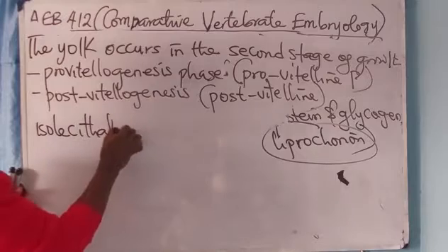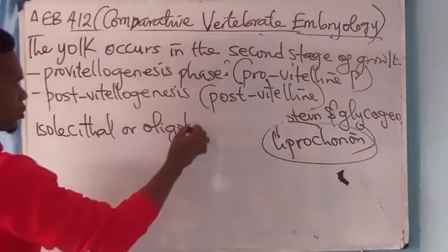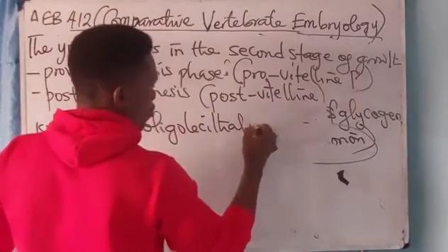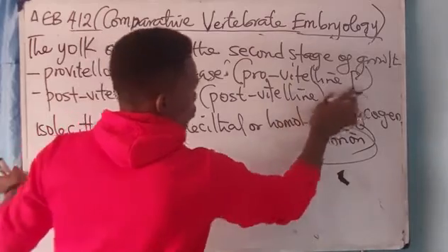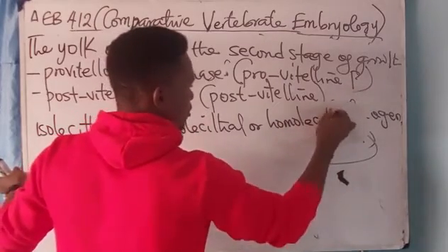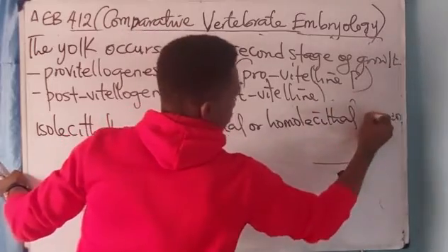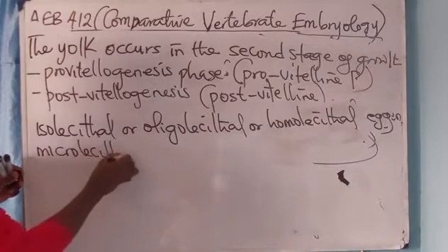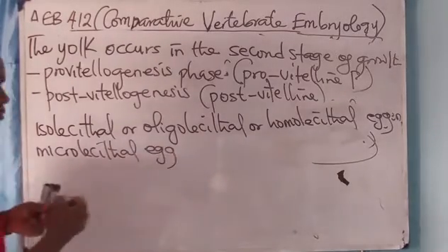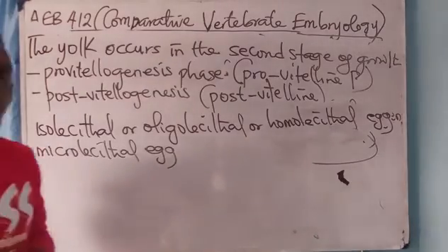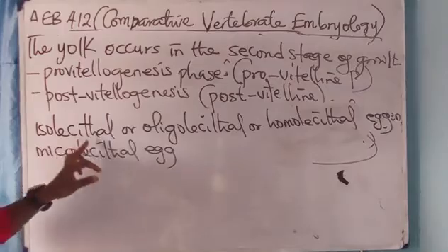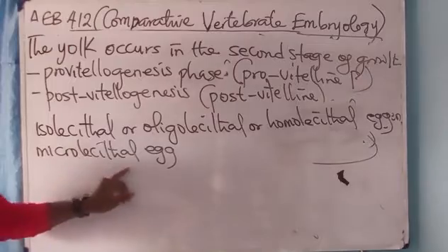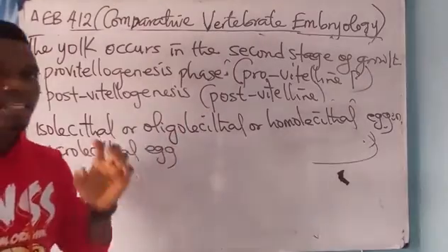Isolecital or oligolecital or homolecital egg. All right. I can also call it microlecital egg. A type of egg that has little amount of yolk on the inside of it is called what? Isolecital or oligolecital or homolecital or microlecital what? Egg, which means that the yolks are evenly what?